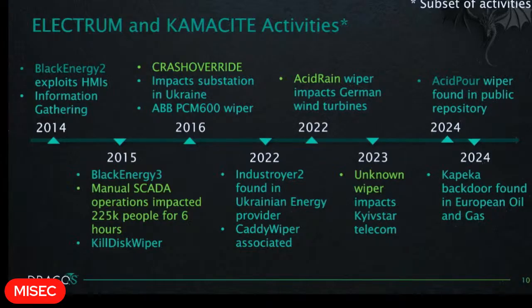Next, fast forward to 2022. Industroyer2 was found in a Ukrainian energy company before it caused disruption. This is considered a variant of Crash Override. It's only the IEC 104 module of it. They tried to use it again, but it was caught before someone.